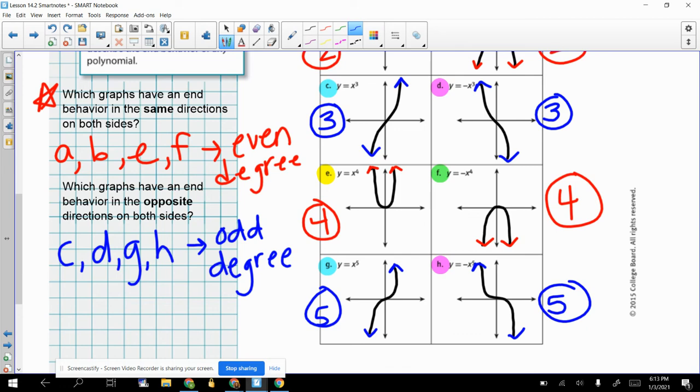So those are some of the important attributes that we're going to be talking about. We have relative minimums, relative maximums, the x-intercepts, y-intercepts, whether it is a positive or negative leading coefficient, whether it is an even degree or an odd degree, and the end behaviors. Those are all key features or attributes of polynomials that we're going to be focusing on.